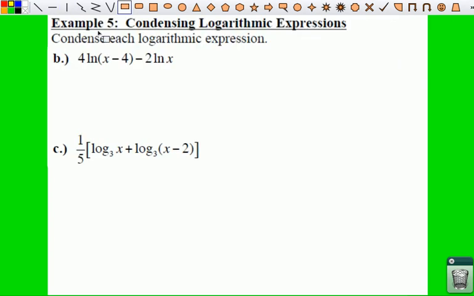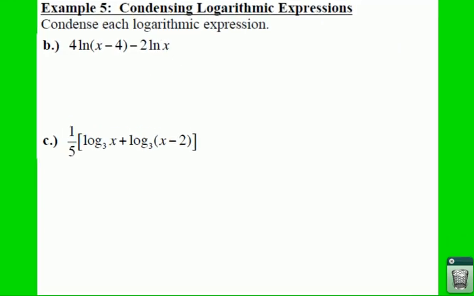So let's try B and C. Notice that we have a couple of things we need to condense here. We're going to move this 4 and that 2, and we're dealing with natural logs here, so we move this 4 up on top, outside the parentheses, and this 2 outside the x there. So we get the natural log of the quantity x minus 4 to the 4th minus natural log of x squared.